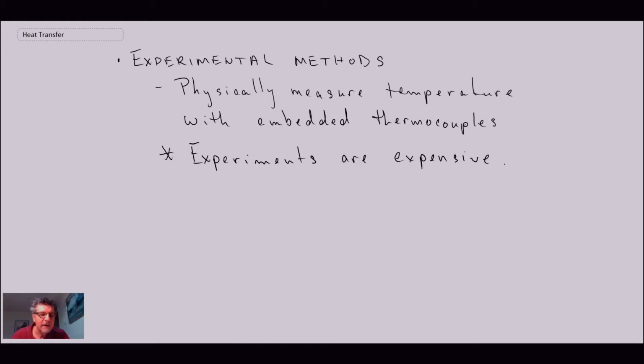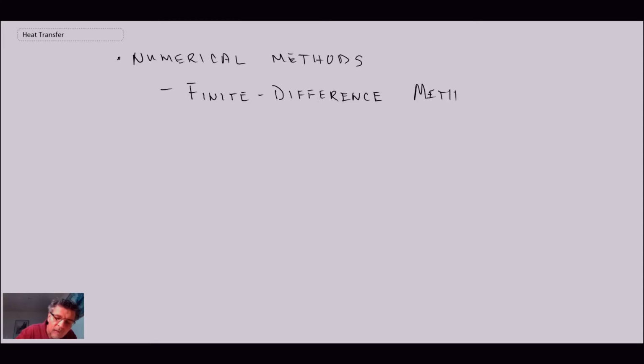So we have analytical methods, we have experimental methods. The last technique that we can use for solving heat transfer problems is the topic of this lecture, numerical methods. That's what we're going to spend a little bit of time looking at. When you look at numerical methods applied to heat transfer, there are two main methods that people use. There is the finite difference method, and there is the finite element method.